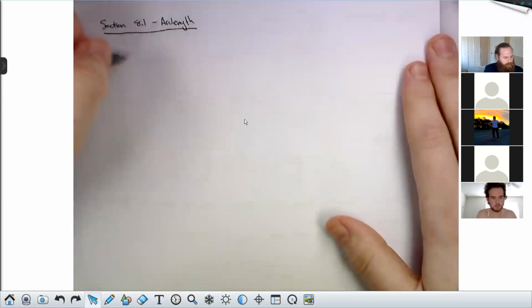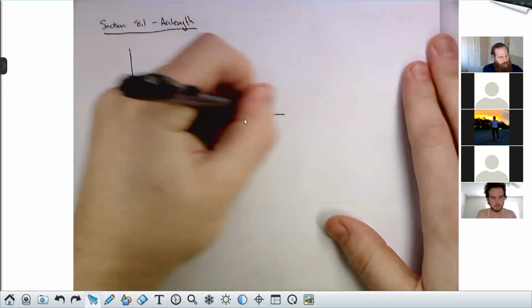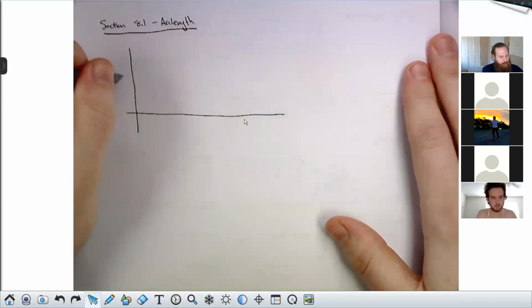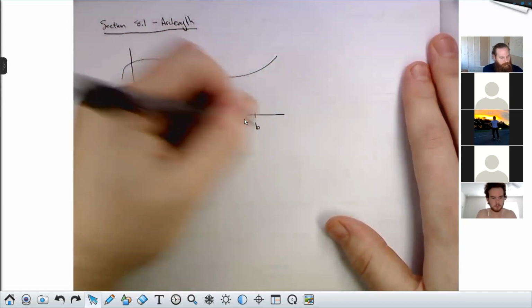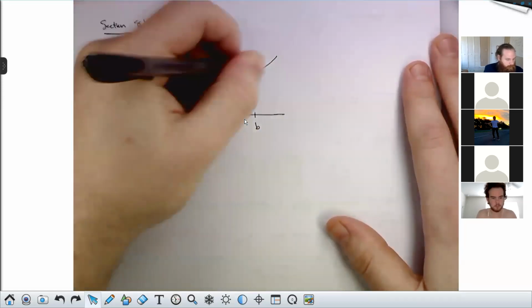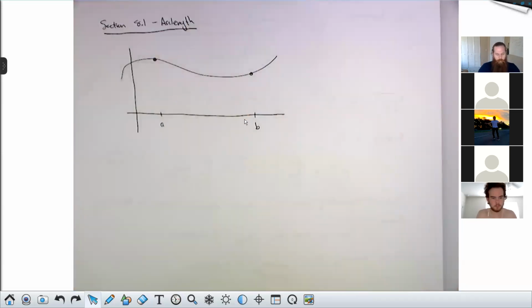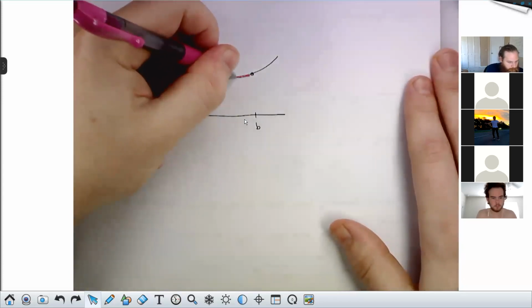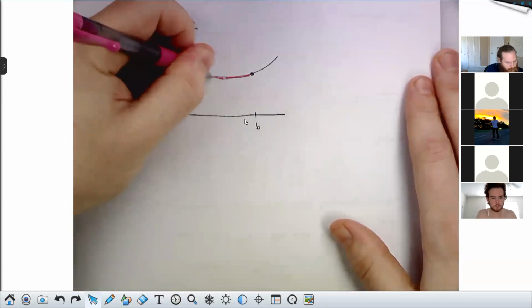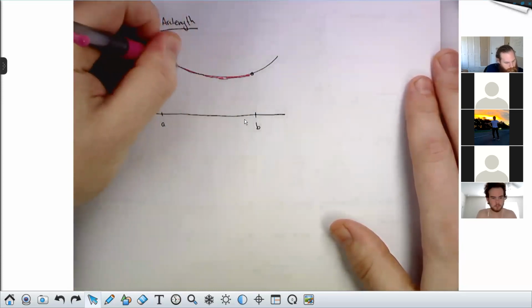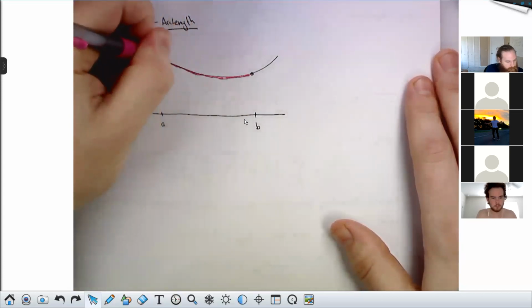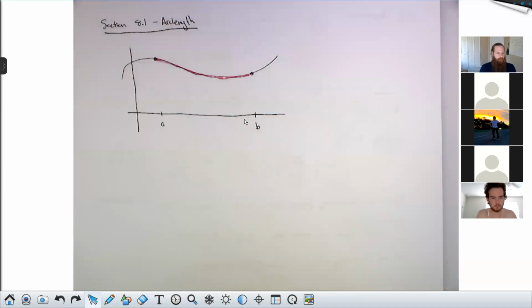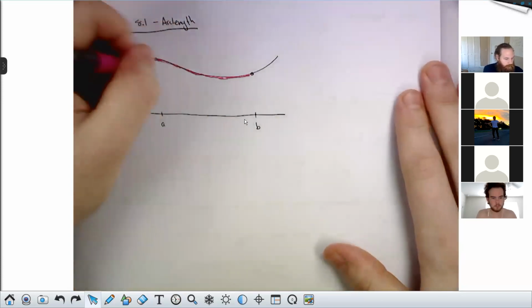The arc length problem says this. If I give you some curve and an interval from like A to B, and you think of this curve as like a rope, what is the length of that curve? So we know that it's not the same as the straight line distance, right? Can we find the length?